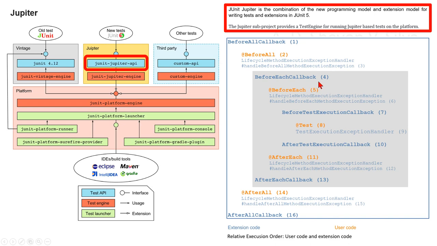Interface BeforeEachCallback. BeforeEachCallback defines the API for extensions that wish to provide additional behavior to tests before an individual test and any user-defined setup methods, for example @BeforeEach methods, for that test have been executed. Annotation interface BeforeEach. @BeforeEach is used to signal that the annotated method should be executed before each @Test, @RepeatedTest, @ParameterizedTest, @TestFactory, and @TestTemplate method in the current test class.